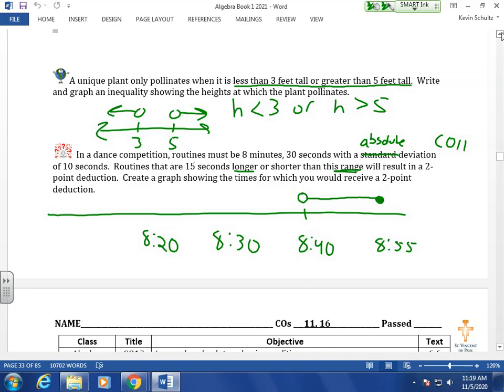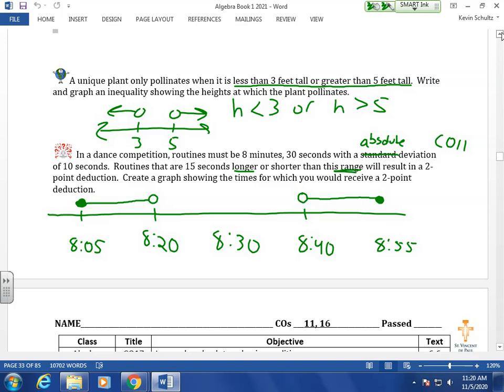Right? On the short end, if we fall 10 seconds short, 820, we're still okay. But then 15 seconds beyond that, 15 seconds even shorter than 820, we're going to lose 2 points again. Again, it's an open circle at 820 because 820 is in the safe zone there. It's part of that absolute deviation. But then we go to 805, and if our program isn't within that time frame, we're going to lose 2 points as well.